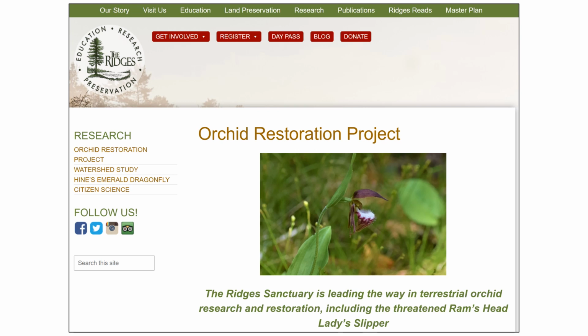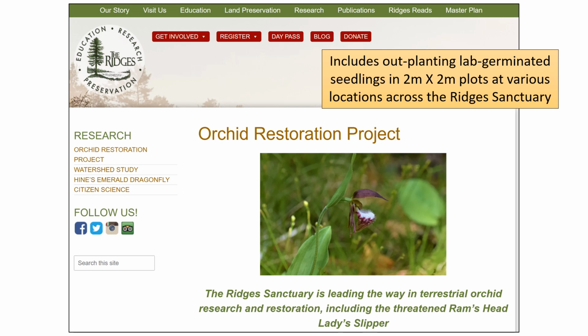Here we will be using a real-world case study to demonstrate the use of these tools. The Ridges Sanctuary in Bailey's Harbor, Wisconsin has been conducting a ram's head lady slipper orchid restoration project since 2017. The project includes outplanting lab-germinated seedlings in 2 meter by 2 meter plots at various locations across the Ridges property. This video will use data collected at the Ridges on ram's head orchid plants to illustrate how ChatGPT and YouTube can help analyze this data.